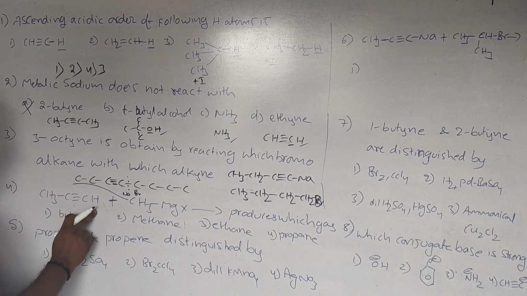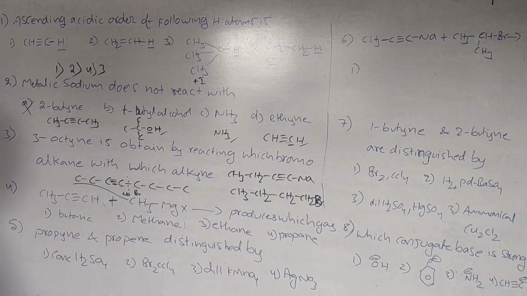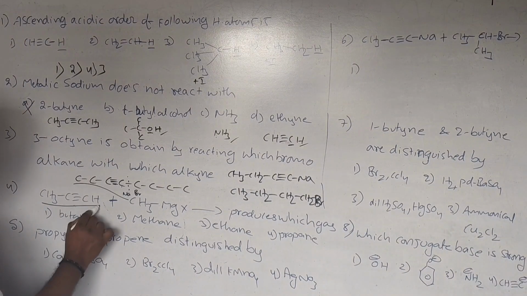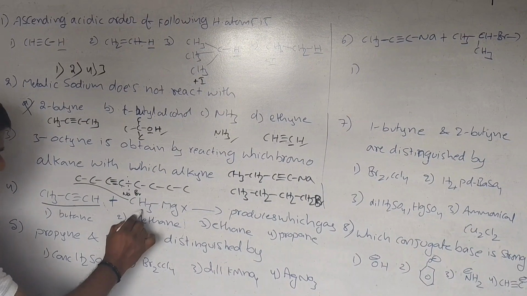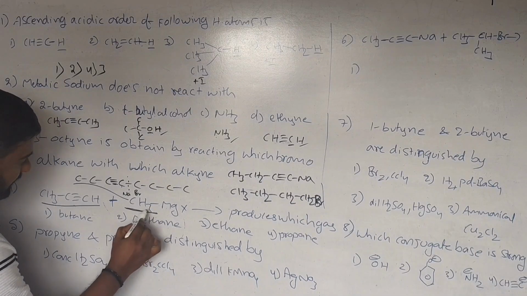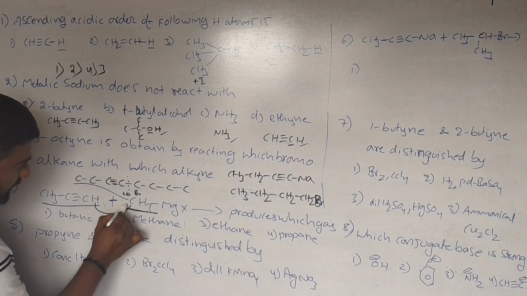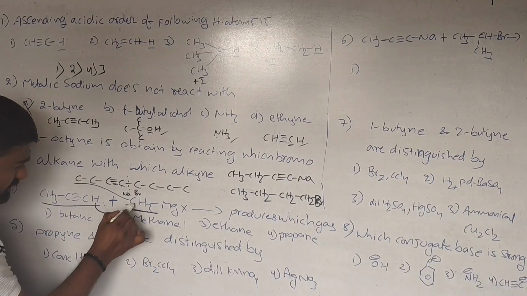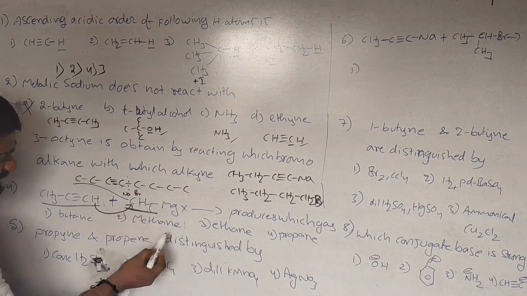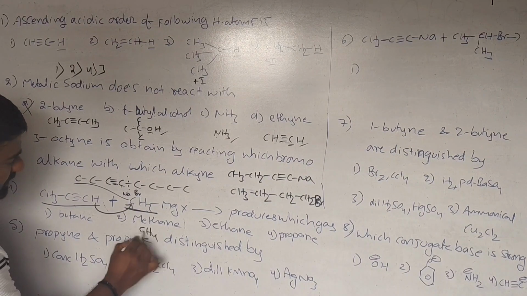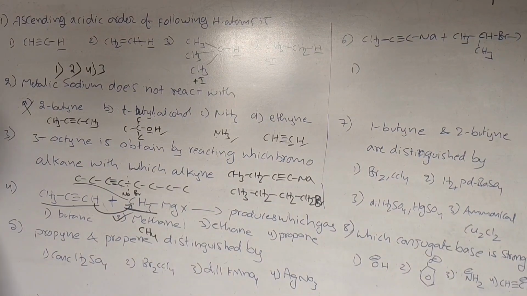Next, fourth one. Propyne reacts with the Grignard reagent and produces which gas? Any alkyne containing acidic hydrogen also reacts with the Grignard reagent. In the Grignard reagent, to the alkyl group you have to add this hydrogen. When this hydrogen is added, CH3 will become CH4. CH4 means methane. So the answer is methane.